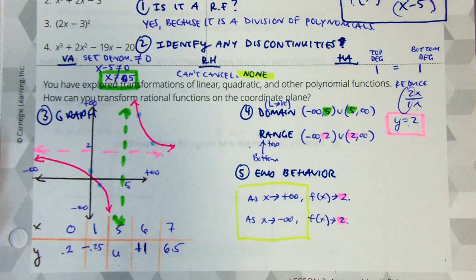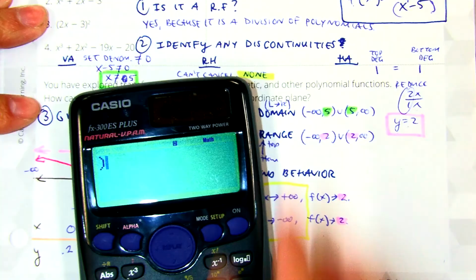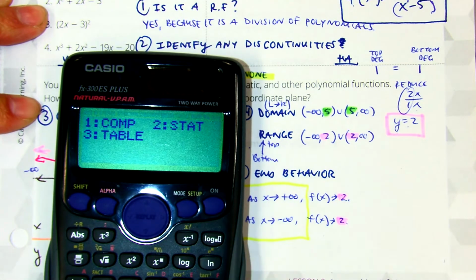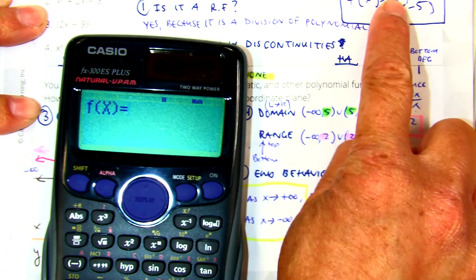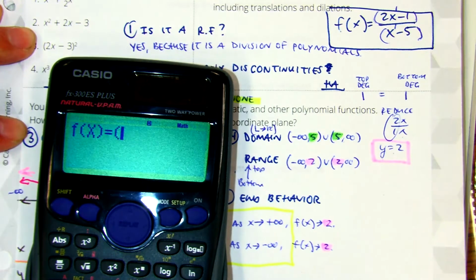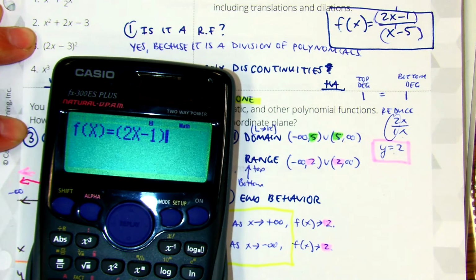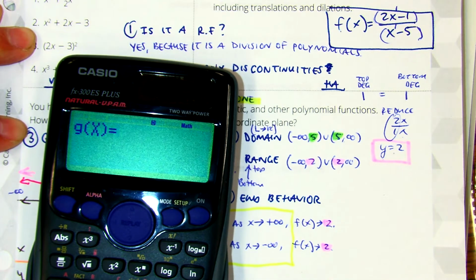When I put it into my calculator, I have this Casio, kind of nice, mode, table. I'm going to type in (2x minus 1) with the parentheses, divided by (x minus 5). I'm going to press enter. There's no second equation. Press enter.